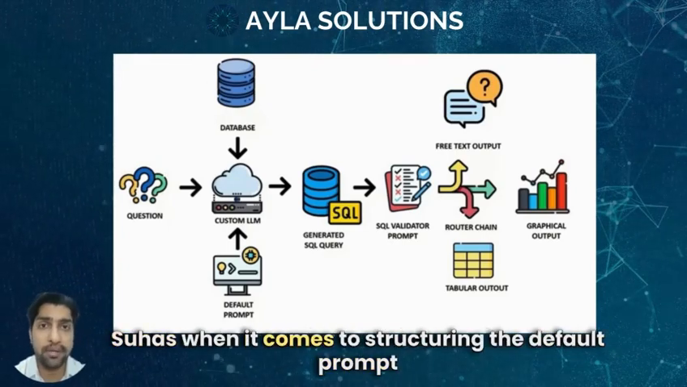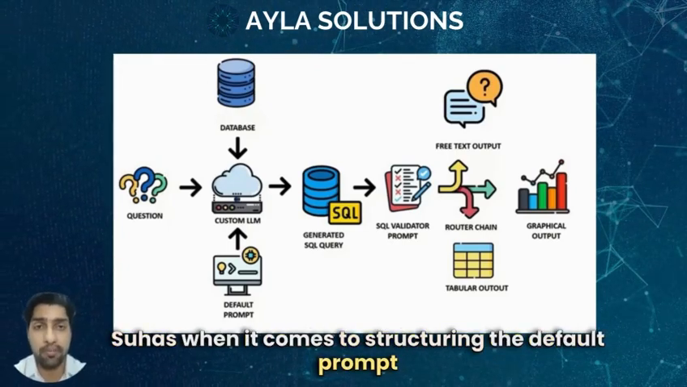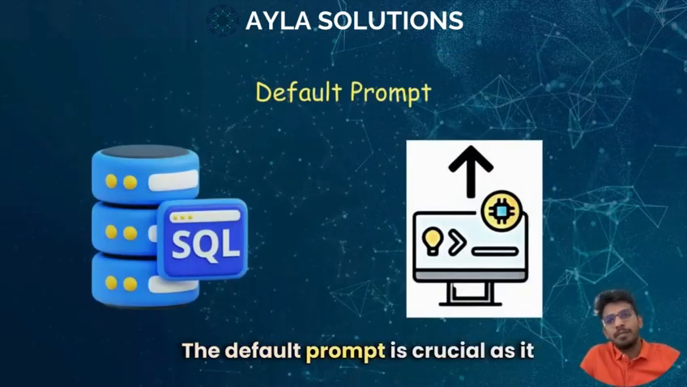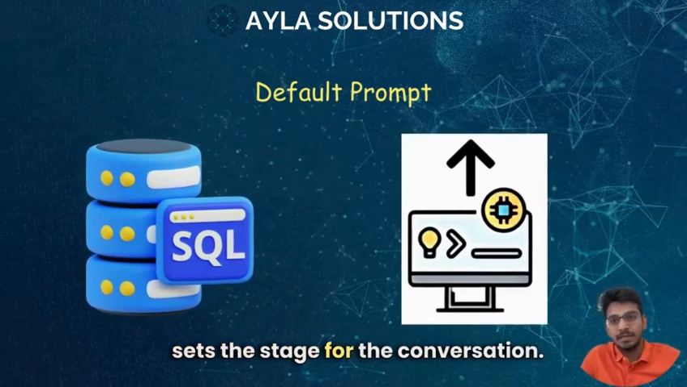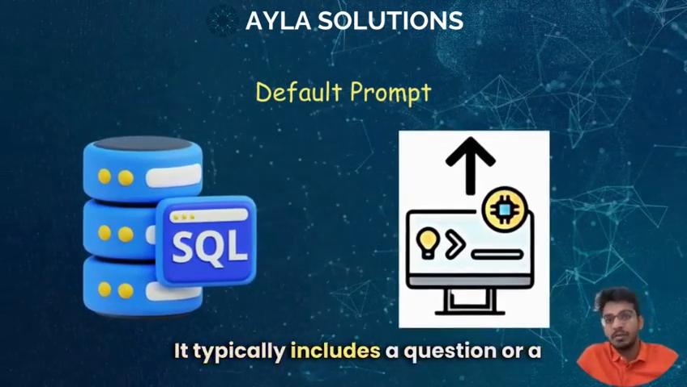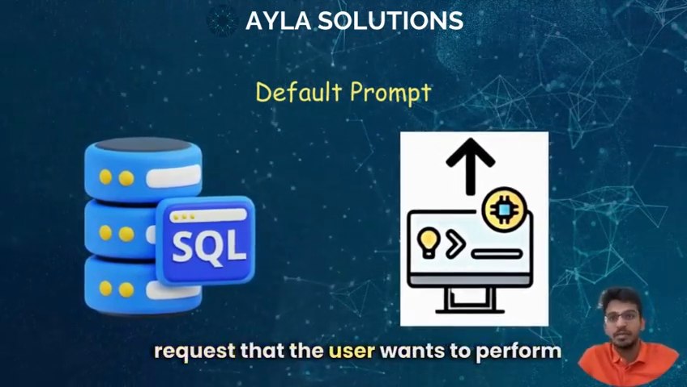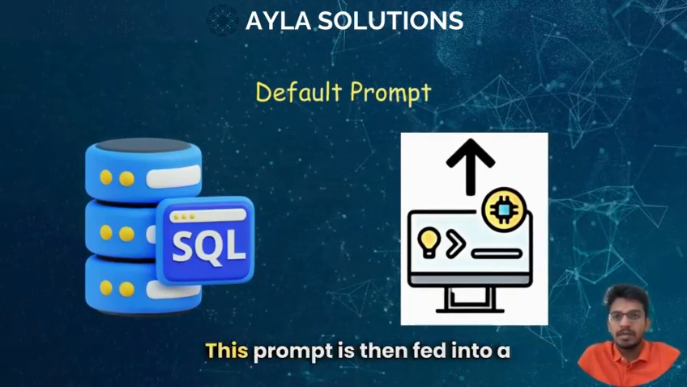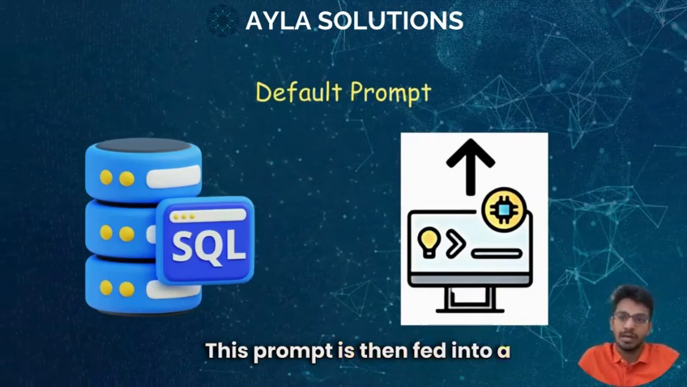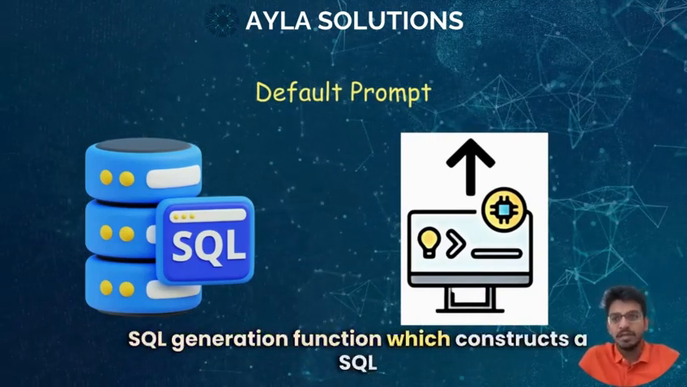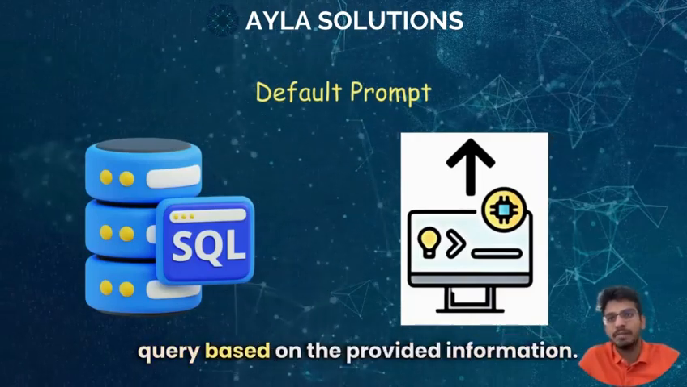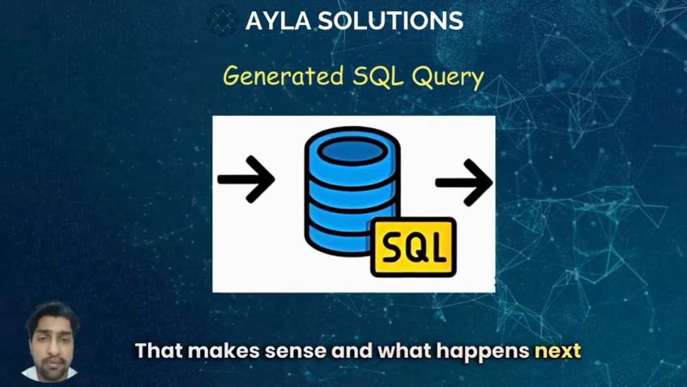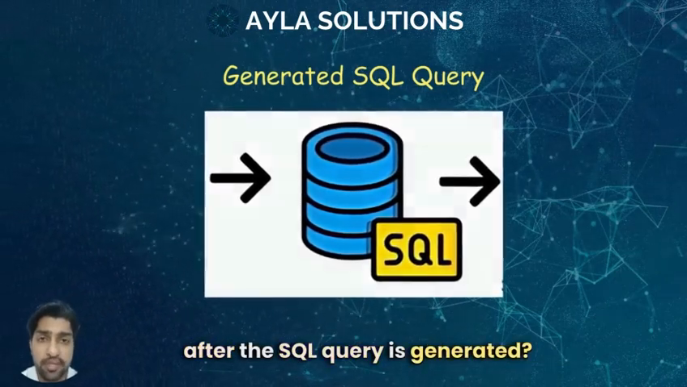So Suhas, when it comes to structuring the default prompt for a SQL Chatbot, what are some key considerations? The default prompt is crucial as it sets the stage for the conversation. It typically includes a question or a request that the user wants to perform on the database, along with the schema. This prompt is then fed into a SQL generation function, which constructs a SQL query based on the provided information. That makes sense. And what happens next after the SQL query is generated?